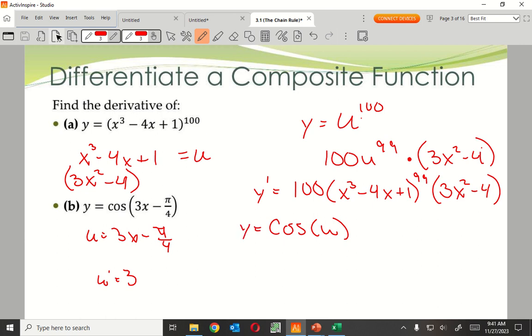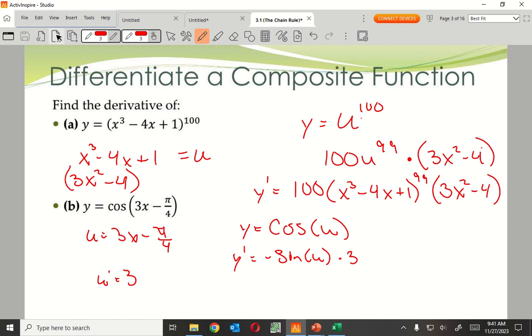So what is the cosine of u? Negative sine, very good. So we're going to have negative sine of u, and this is going to be the whole thing together. So negative sine of u, this is my y prime. It's the derivative of the inside, which was 3, times this, so times 3.